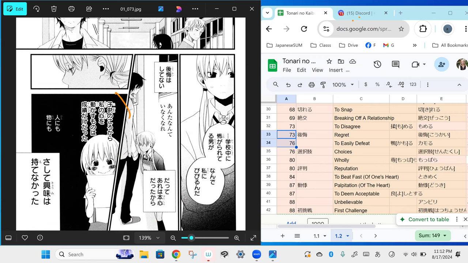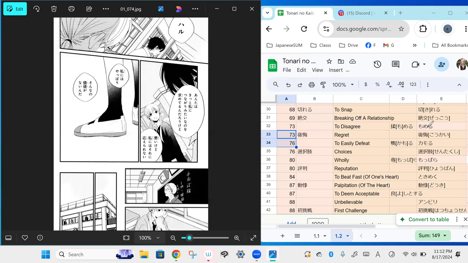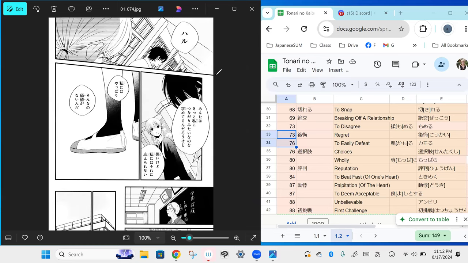子供の頃から私の心を動かすものは成績だけだった。So, since I was a kid, the only thing that would move my heart was my grades. 人にも物にも。Both people and things, none of them could move my emotions. さて、興味は持ってなかった。So he says, I never really had any interests in them. And then the next panel will be for you, Cookie.